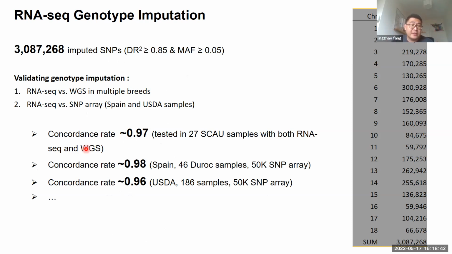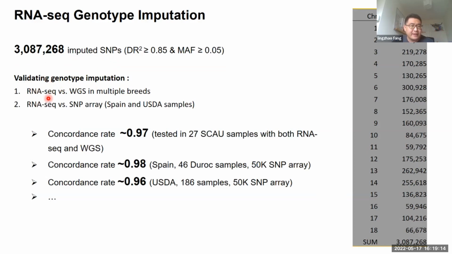We do this very carefully and use a very stringent cutoff, because when you call SNPs from RNA-seq, there are many issues that can give you false positives in SNP calling. After this, we show we can do a good job for over 3 million SNPs. Then we validated this imputation, focusing on these 3 million SNPs.